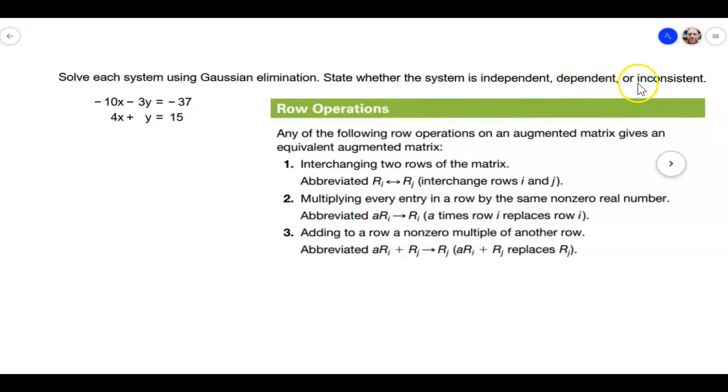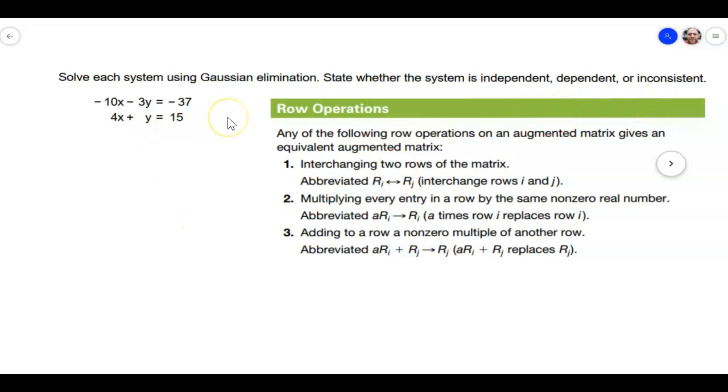And then the last one is an inconsistent set, and that's where there are no solutions. That would be if these were two lines that were parallel, but they never intersected. Remember, independent would mean that they intersected at one point. Inconsistent means that they're parallel and these two lines never connect. And dependent means that they're right on top of each other, so they have an infinite number of points in common. All right, so that's my three possibilities there.